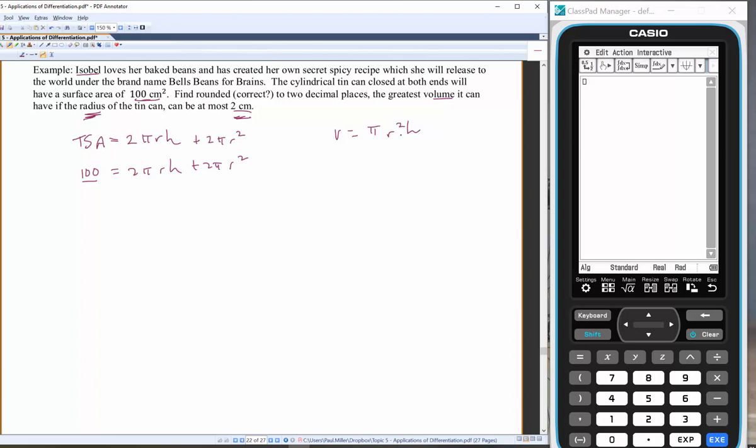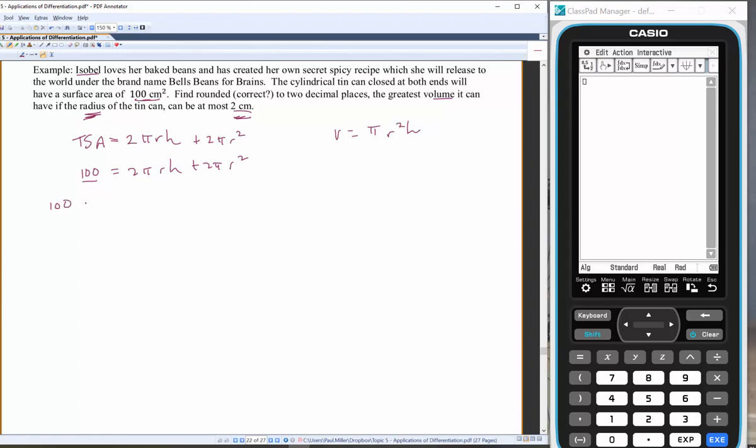Now it's currently in terms of r and h. What I want to do is knock out the h and make it only in terms of r. So that's why it's important that we got this down. So that tells us that in this formula here, what we're going to do is make h the subject in terms of r and slam it in here, and it will give us this volume function in terms of r only. So let's go ahead and do that.